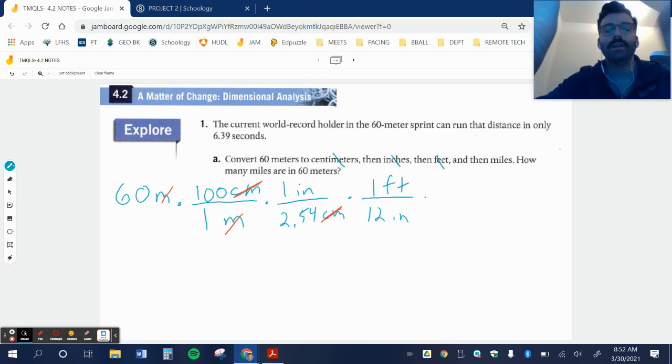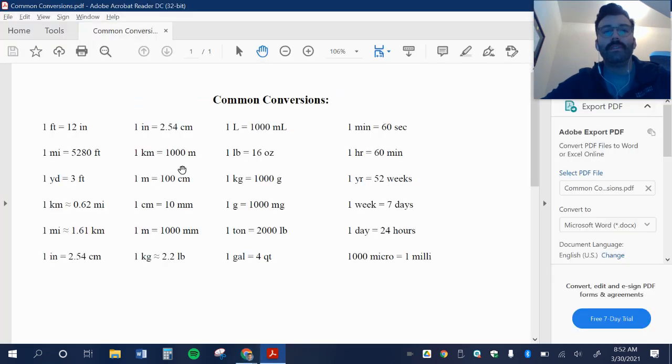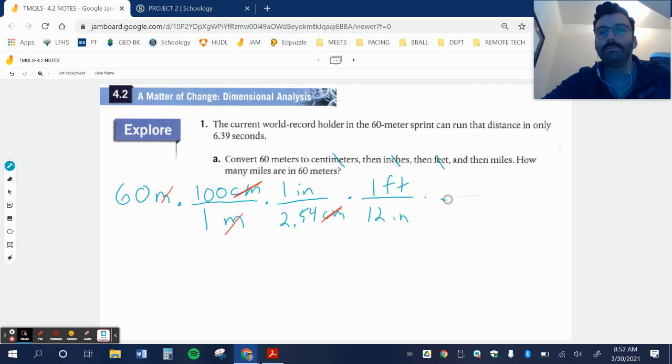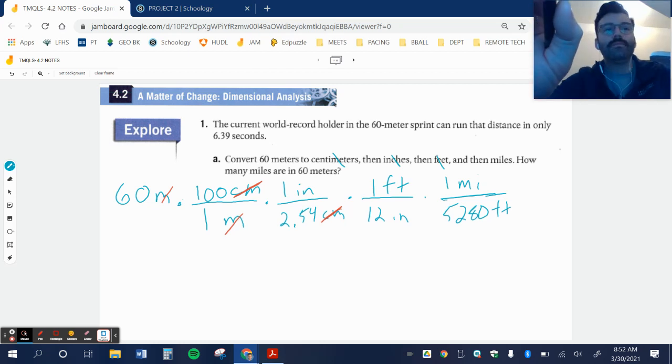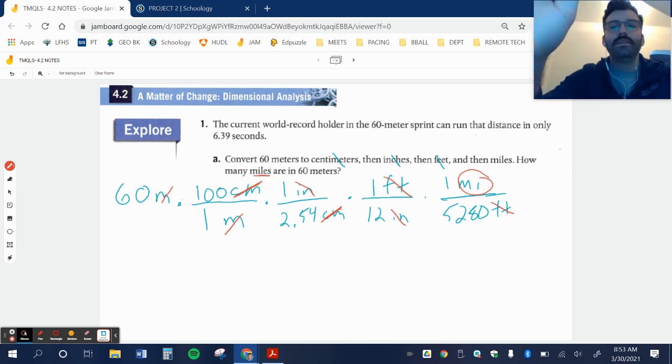And then I want to convert to miles. Now I know this off the top of my head. I don't know if you do. Where is it on this sheet? Holy buckets, the sheet. There it is. 1 mile equals 5,280 feet. So I'm going to multiply 1 mile to 5,280. This next step, whoops, I forgot to cancel out some of my things here. So inches is gone. Feet is now gone. So I'm left over with miles, and that's what we want. How many miles?